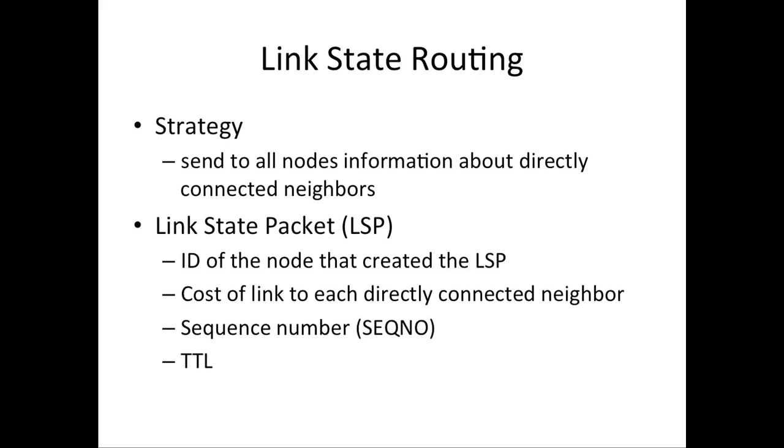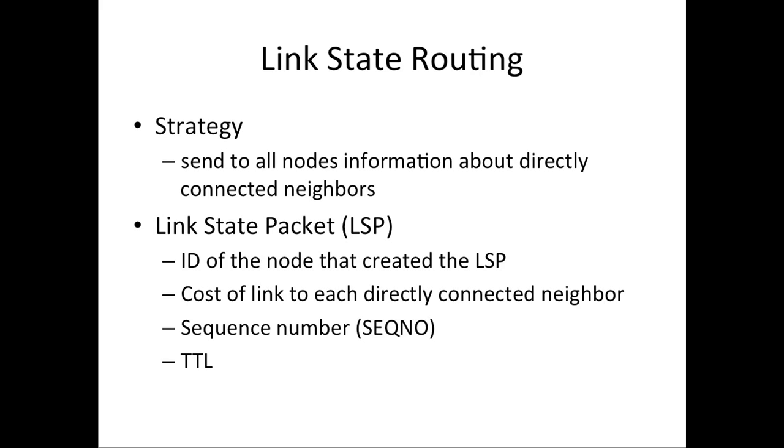And sequence number, time to live. Yeah. The cost of the link to each directly connected neighbor from the source. So just those. If you're connected to 2 neighbors, then you only send that for your 2 neighbors. Yeah, to everyone though. But just your 2 neighbors, that's it. That packet is just going to have information about these 2 neighbors.